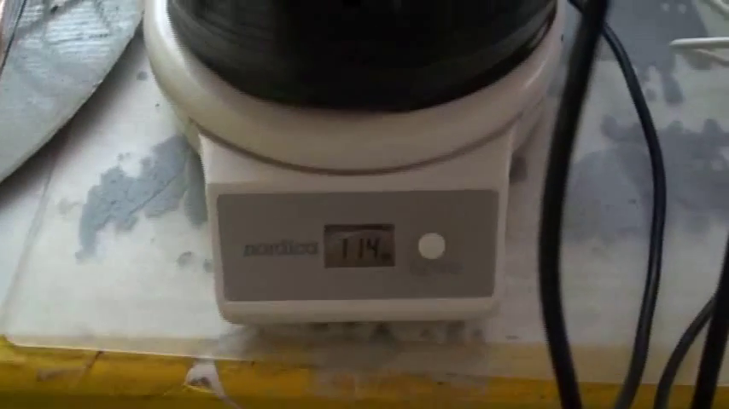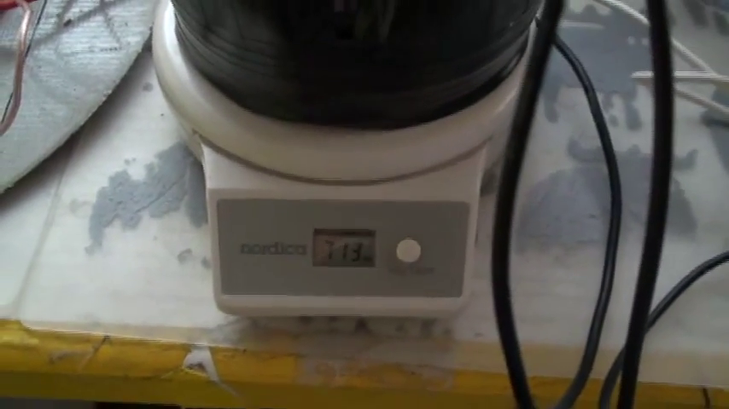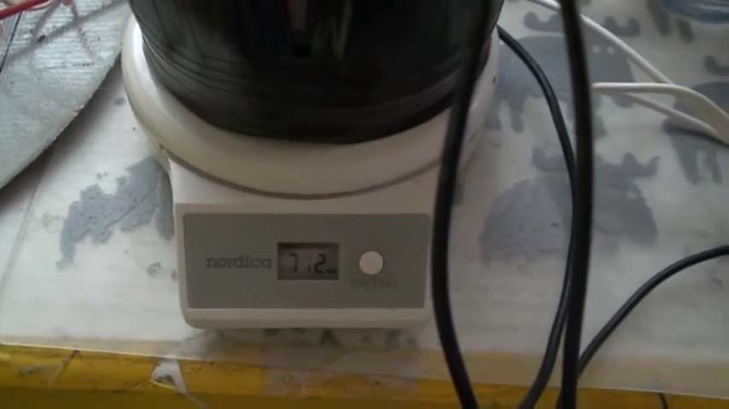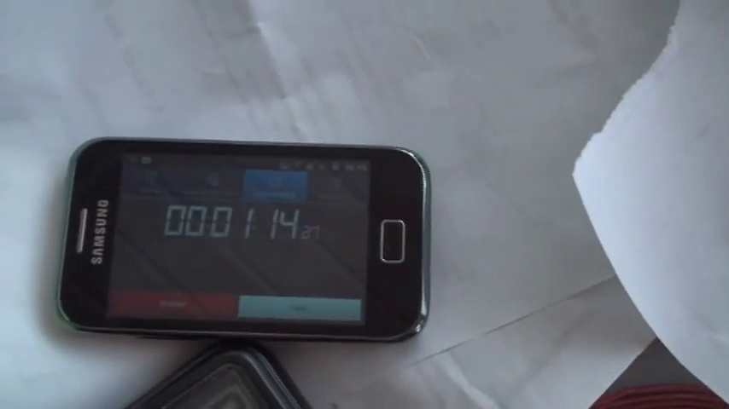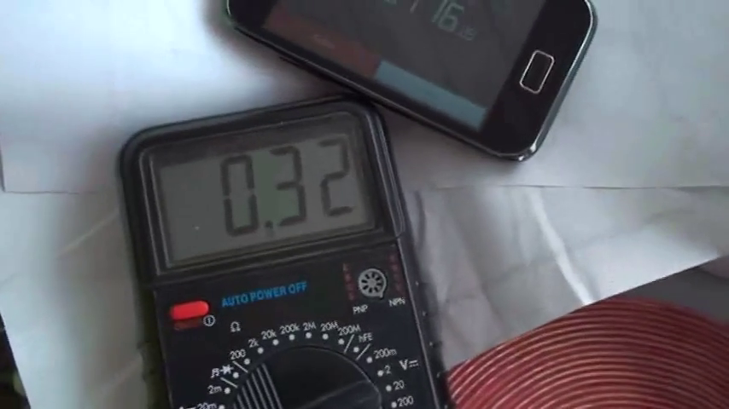So I have about here the beginning weight. Okay, it is about 712 grams. I have begun now the timer since 1 minute. Okay, it is a second test I don't do.